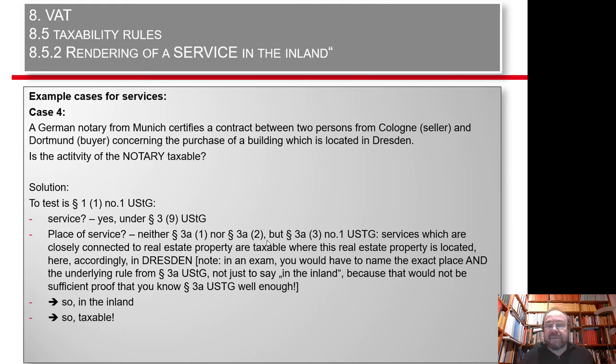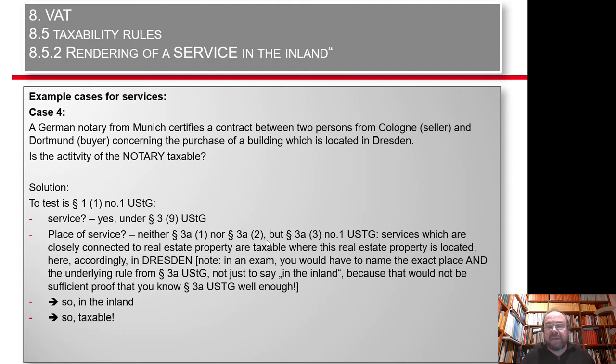And the answer is, solution is again, let's test our number 1. The service is, yeah, it is a service, 3.9. Certifying a contract, that's not a tangible good. The paper does not really count. The important thing is the service, the attestation that everything is correct. And so the place of service is here neither 3a nor 3.2, because 3a3 number 1 has a special rule that services which are closely connected to real estate property are taxable where that real estate property is located.